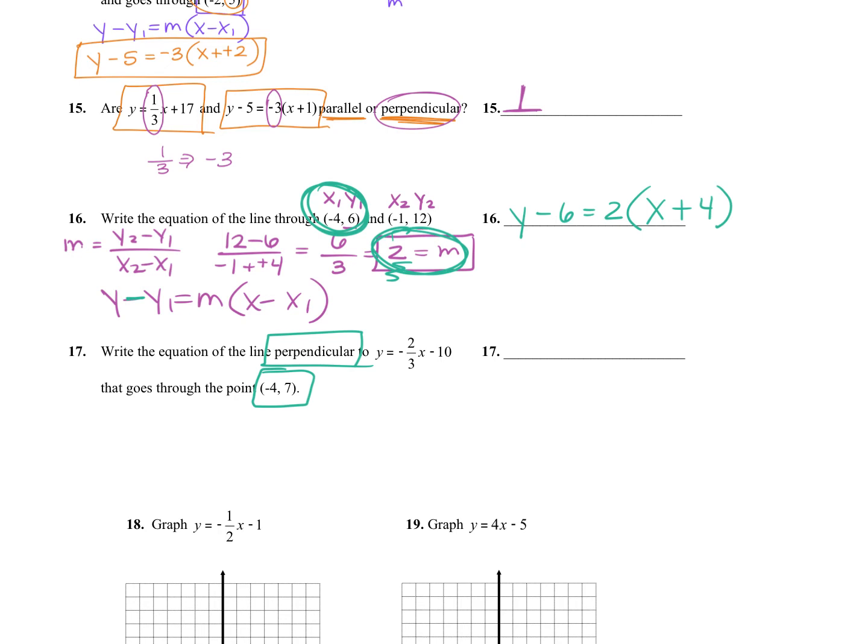You get y minus 7 equals negative 4 times x plus 2/3. What do you mean? No, y minus 7 equals 3 times. Oh, yeah.